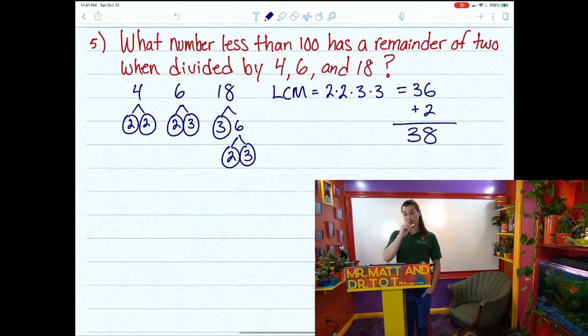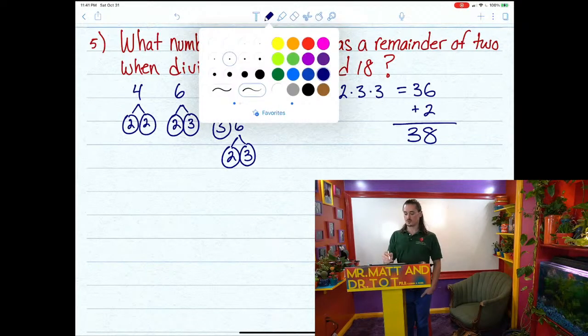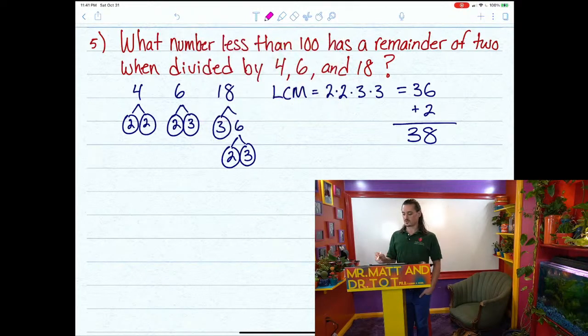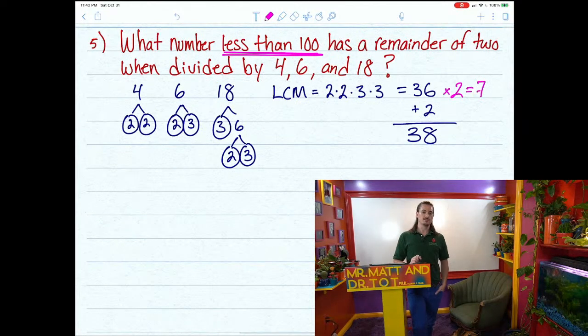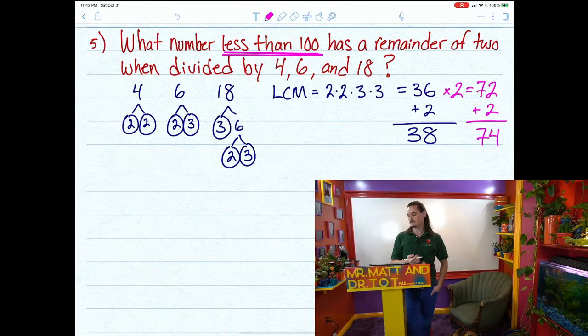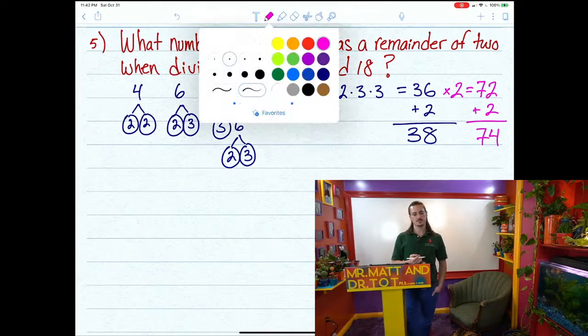So if we took 36 times 2, 36 times 2 is 72. If you added 2 to that, 74 would also be considered a correct answer here. So this problem actually ends up having 2 possible solutions. So either 38 or 74, multiples of the LCM less than 100 plus 2, would both be graded as correct.